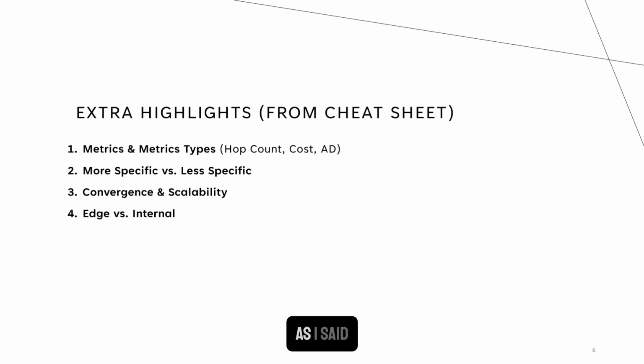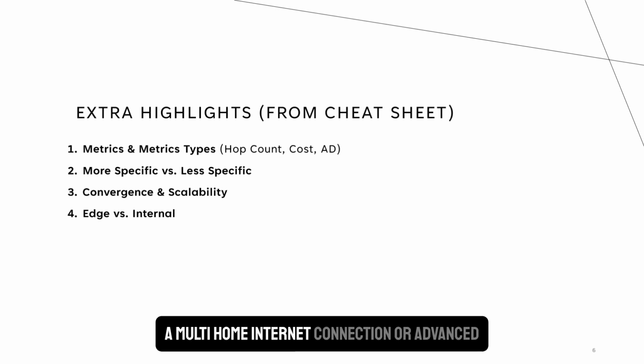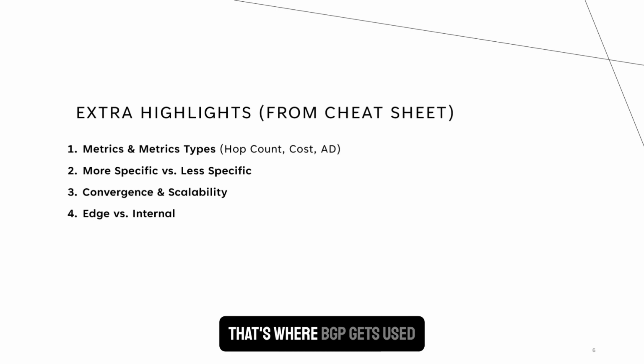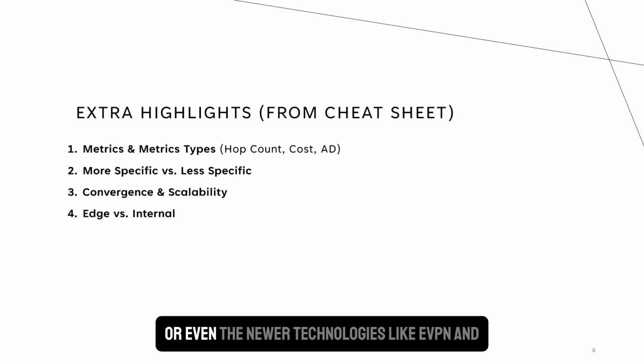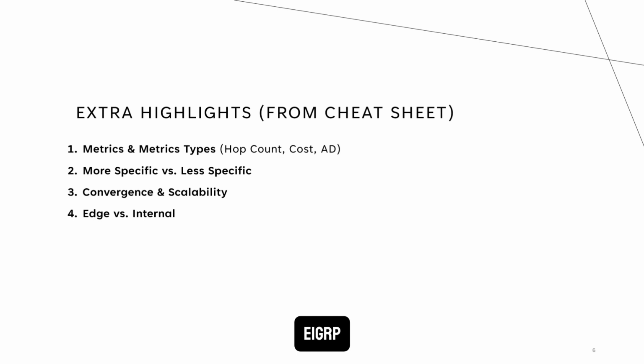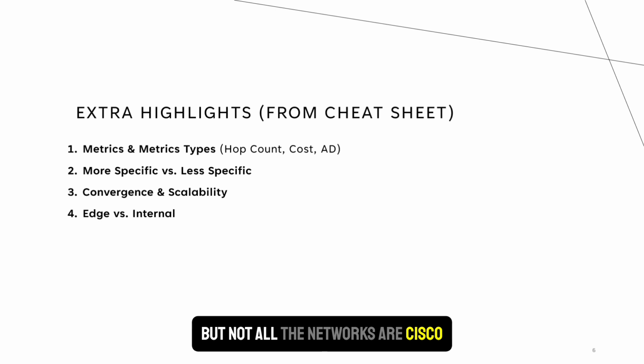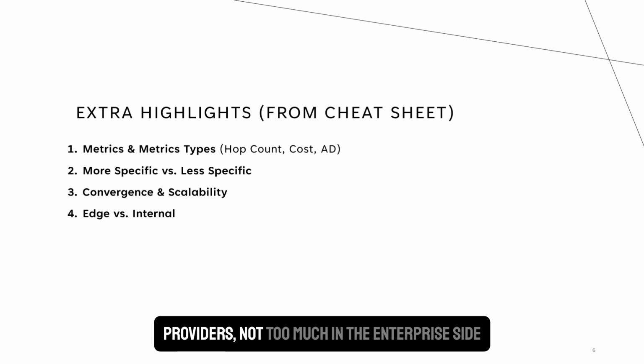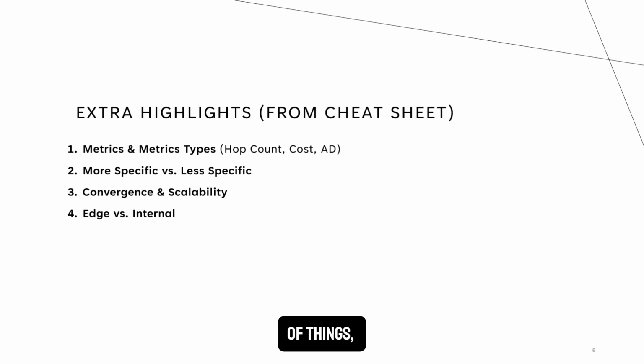Now, BGP is essential, as I said, for a multi-homed internet connection or an advanced data center. That's where BGP gets used, or even newer technologies like EVPN and VXLAN use it. EIGRP, yes, is still around, but not all networks are Cisco, so you won't see it very often. It is more popular within service providers, not so much on the enterprise side of things.